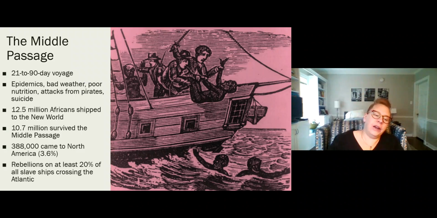And another thing that I hear that drives me insane is, well, if I had been taken into slavery, I would have fought back, as though somehow Black people or African people are more docile or resigned to their fate. That's not the case. We believe that there were organized rebellions on at least 20% of the slave ships crossing the Atlantic, okay? And that's before you get off the ship. So they were fighting back. All right, people were always fighting back. Remember that.